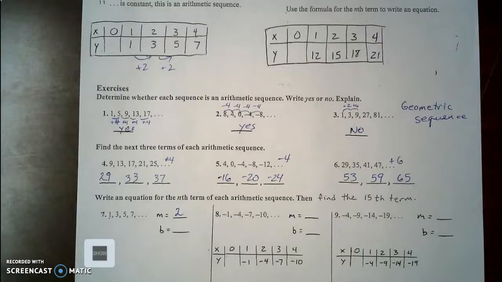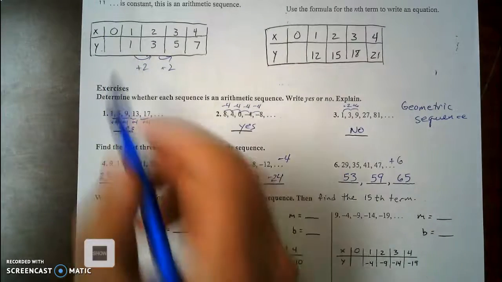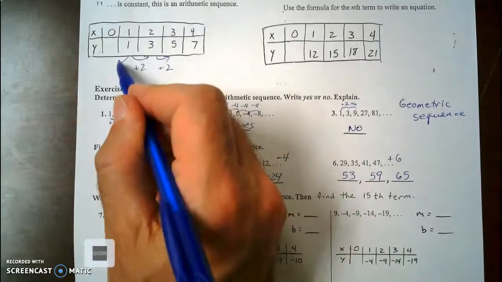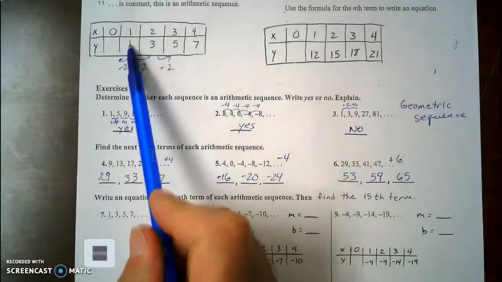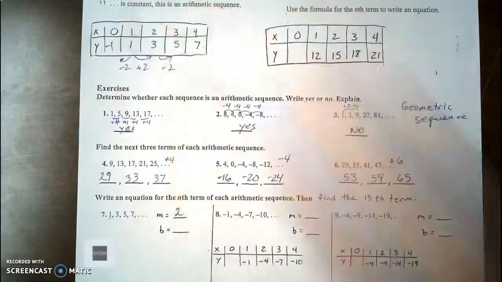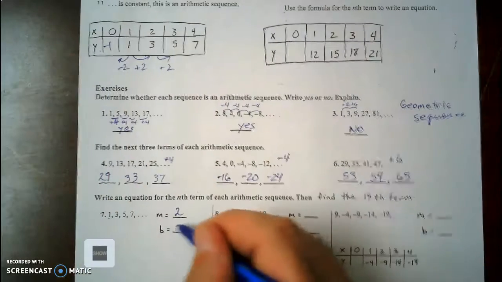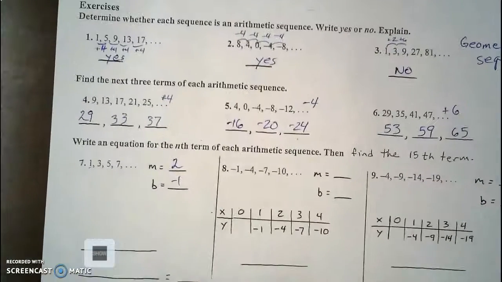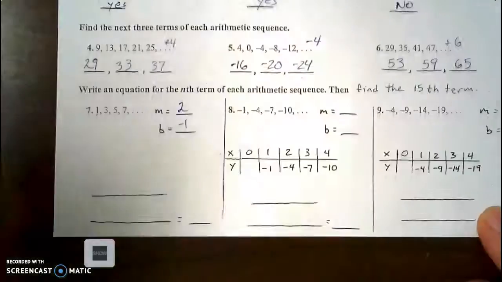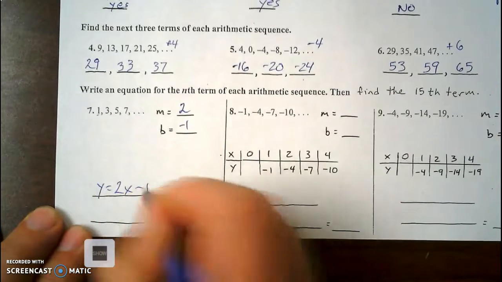Now the y-intercept, if you remember, we need this to be a 0. So if I'm adding 2 going to the right, I'll subtract 2 going to the left. And 1 minus 2 is negative 1. So negative 1 is my y-intercept. Okay? So once I have them, I can write the equation. So I write y equals 2x minus 1.